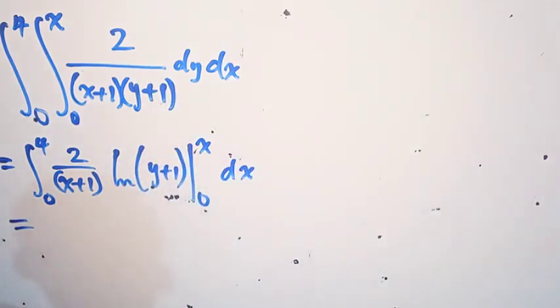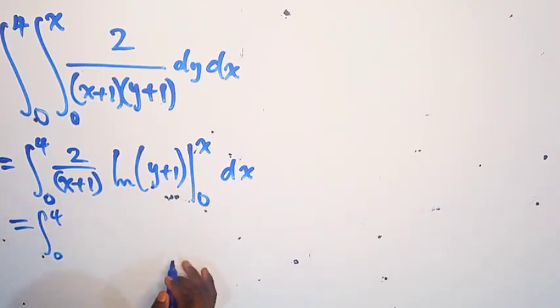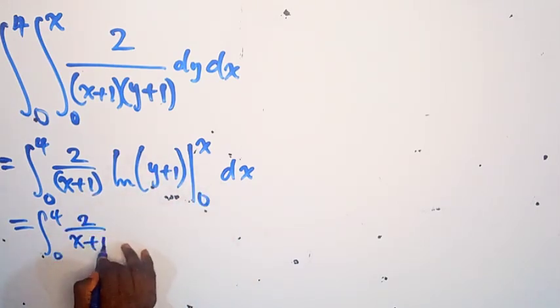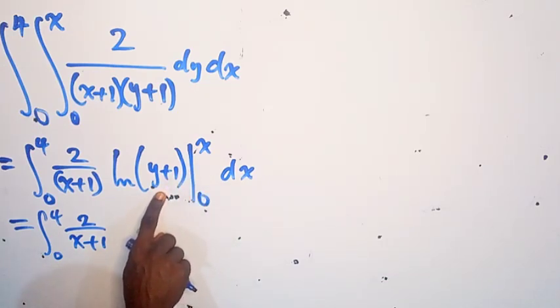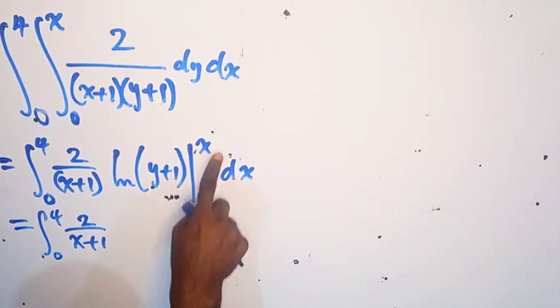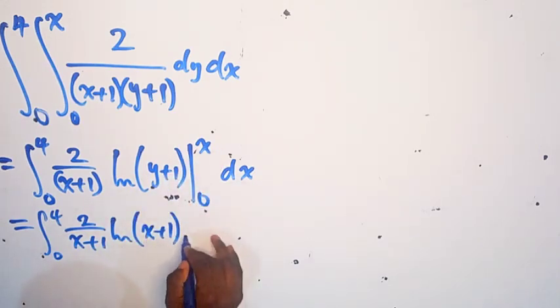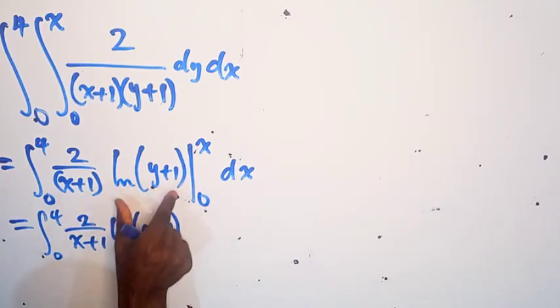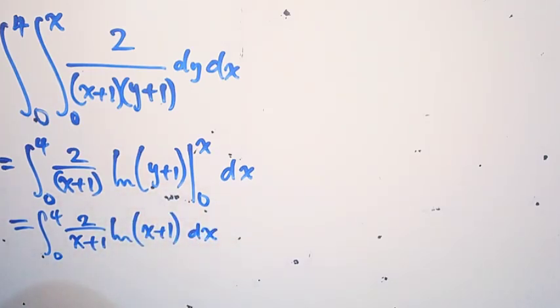Let's see what that will give us. We put the integral from 0 to 4 here. This is 2 over x plus 1. Now when we substitute x in place of y, that is the values of y from 0 to x, substituting x here, we get the natural logarithm of x plus 1. We substitute 0, that will be the natural logarithm of 0 plus 1, which is the natural logarithm of 1. The natural logarithm of 1 is just 0, so this is where we are going to stop for now.